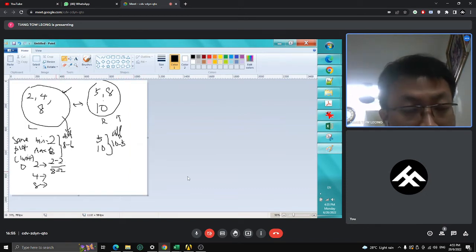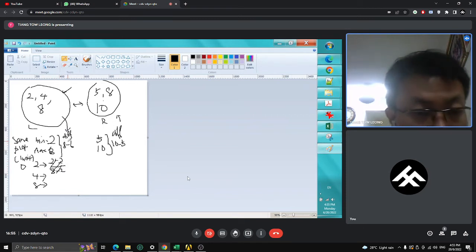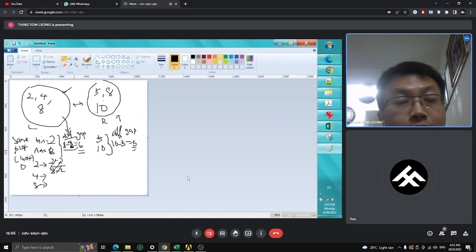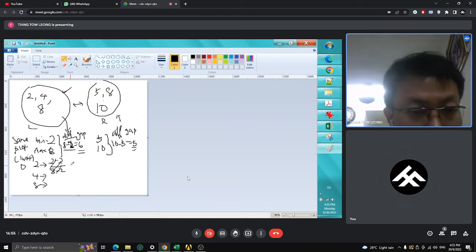Boleh faham tak? I don't want to come here first. We just find the difference. Their gap is 8 minus 2, right? Which is 6. This is 10 minus 5. Their gap lah, we call it the gap. The gap. One is 6, one is 5. Boleh tak? Boleh faham. Okay.